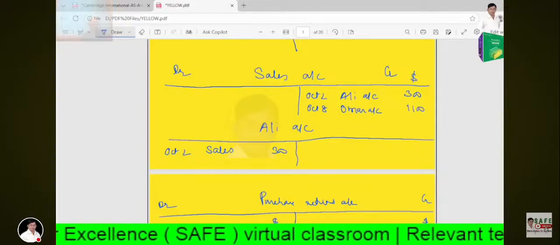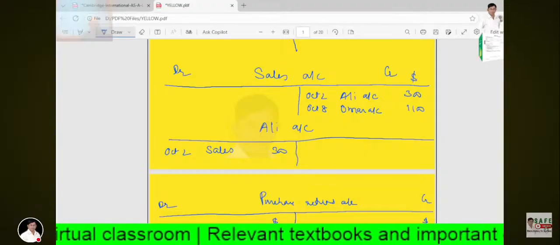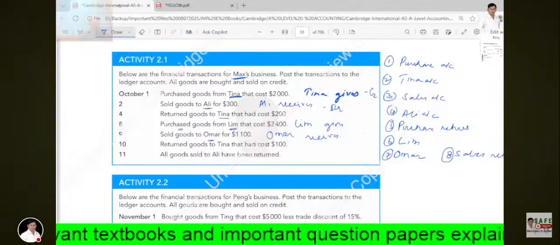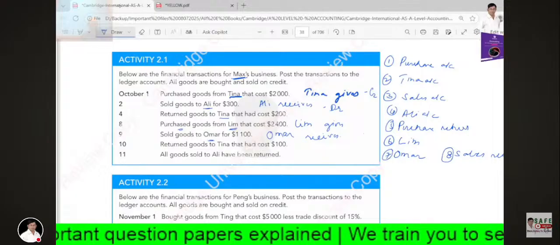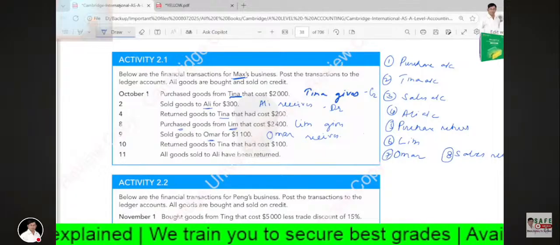Okay. Is it clear? So how is this one? Bills of exchange and bank reconciliation statement. You have to practice from Tina that has illustration. If you have any doubts, let me know.